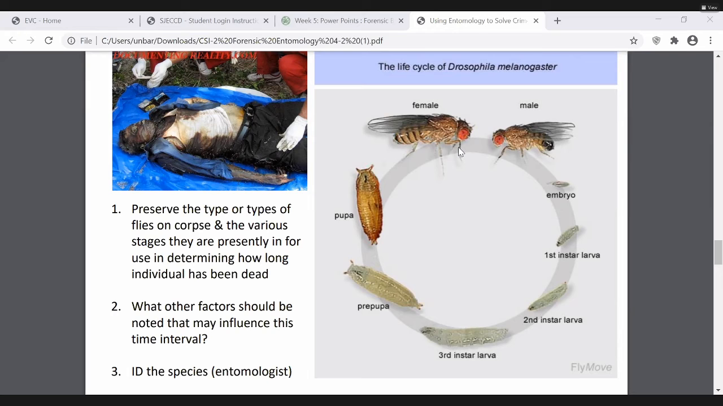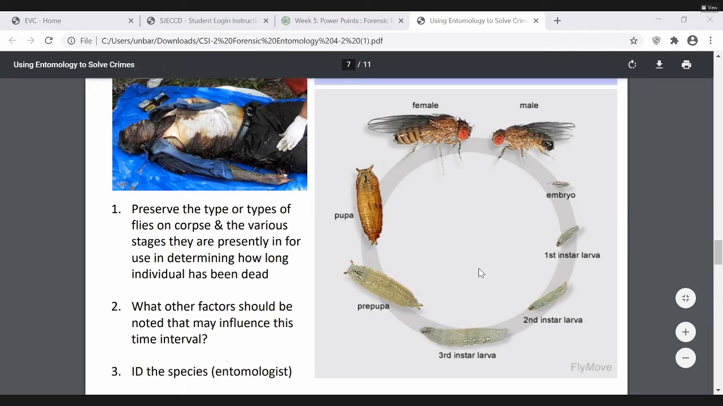Okay, so a forensic entomologist will come at the crime scene, will look at the maggots, will actually collect the maggots. And what are the other factors that should be noted? So what should be noted is what type of vegetation is close by? Is the dead body lying in a very moist, warm environment that will actually encourage the growth and development of these maggots?